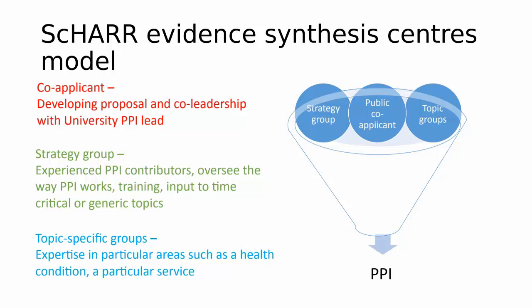So we always have a PPI co-applicant. So they help us with developing a proposal and co-leadership with a university member of staff. So that's our first tier of PPI.